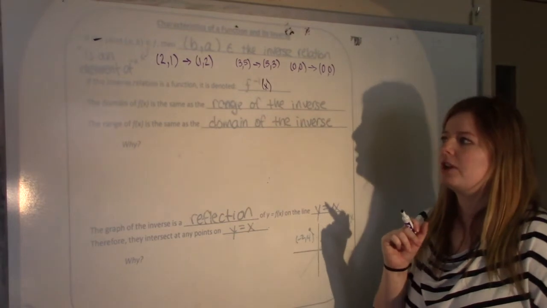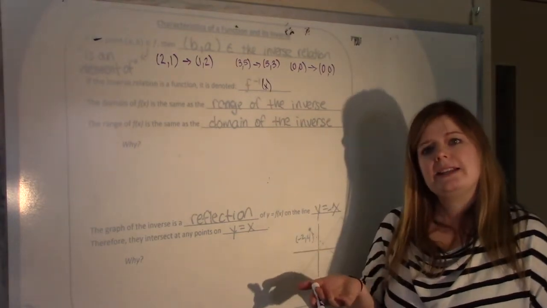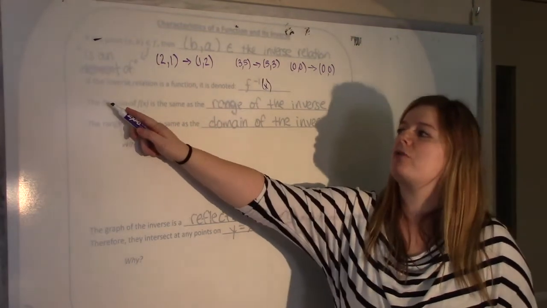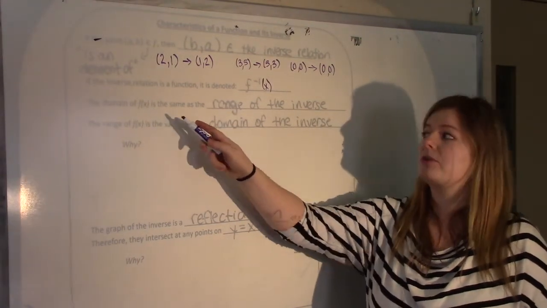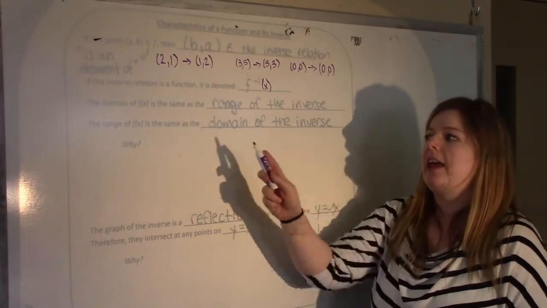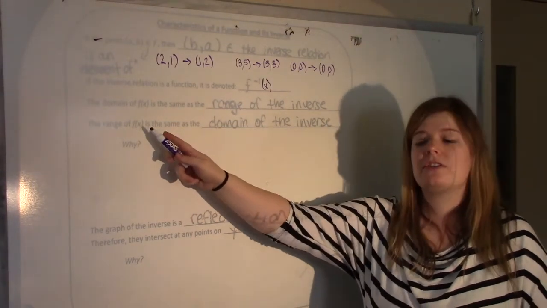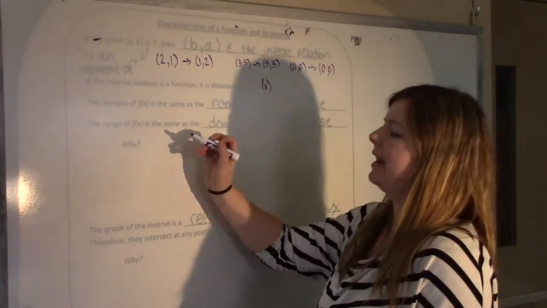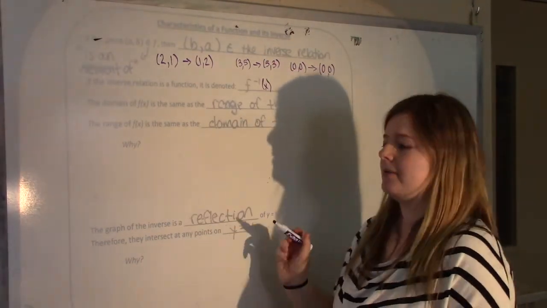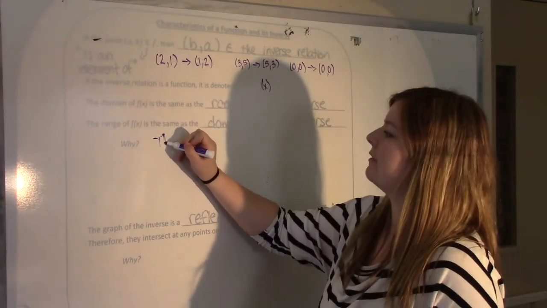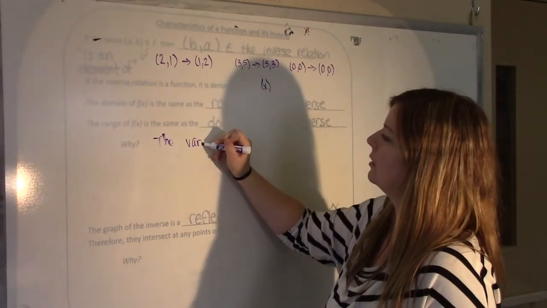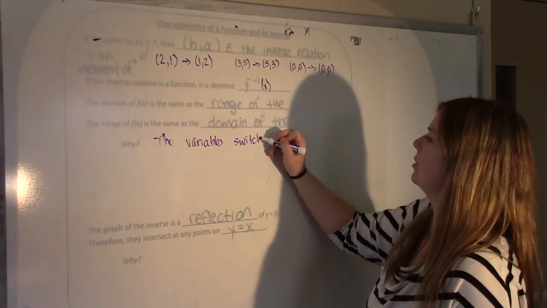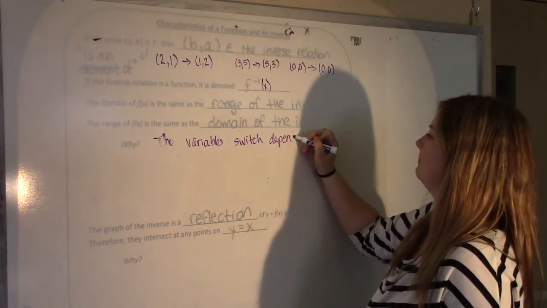So think about it, your independence and dependence is switching. So it only makes sense that whatever the domain is of your original function, that's going to be the range of your inverse. And whatever the range is of your original function, that will be the domain of the inverse. So why, and this again could be a good communication question, why is this true? It's because the variables switch dependence.